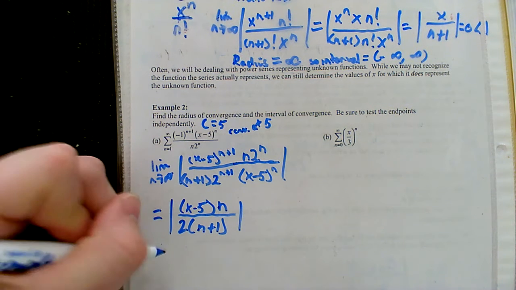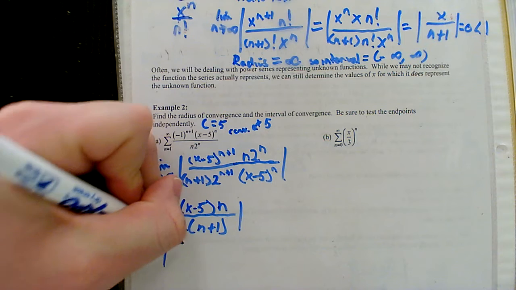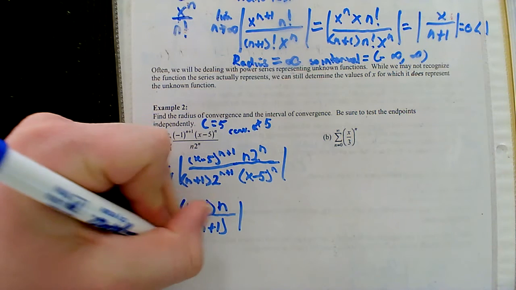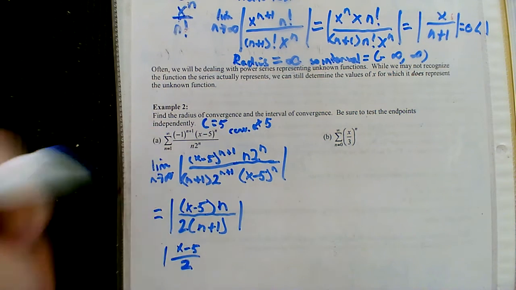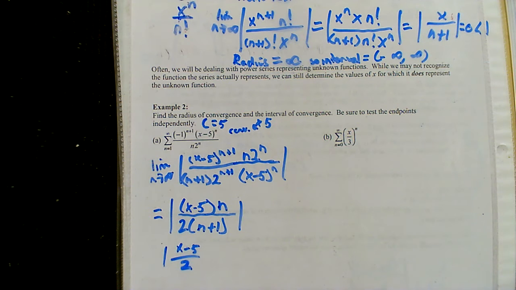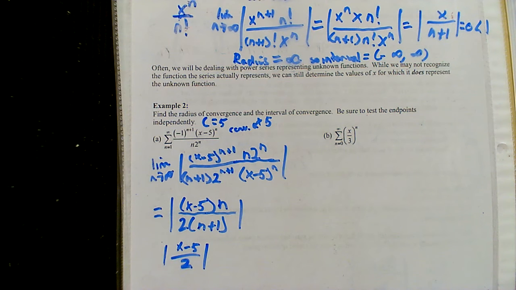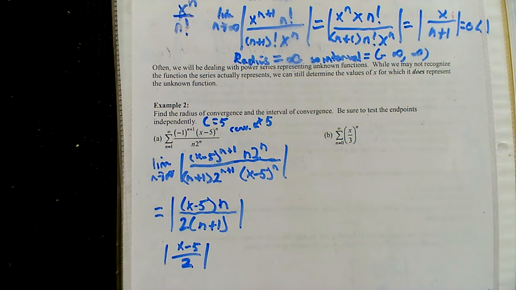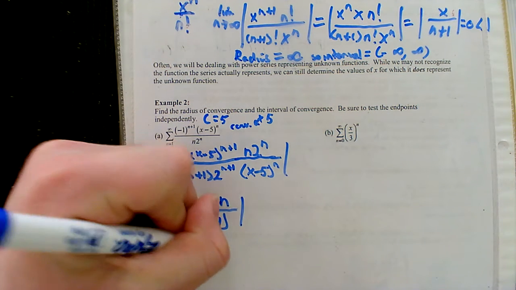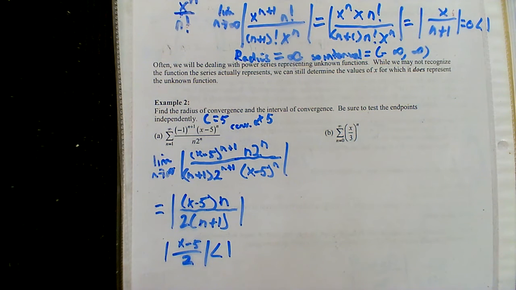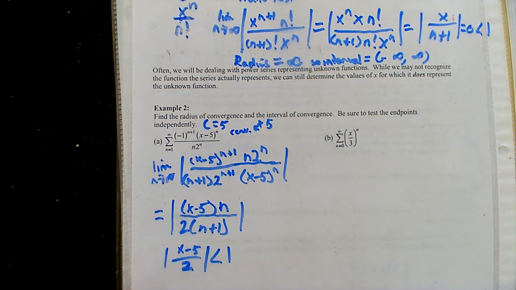What we can do is make this x minus 5 over 2, getting rid of our n terms, almost kind of like thinking about L'Hopital's rule because it's infinity over infinity. So we have x minus 5 over 2. And what do we want that to be less than? What would we like it to be less than? Thinking about the ratio test. 1. Because we know if it's less than 1, it will converge.